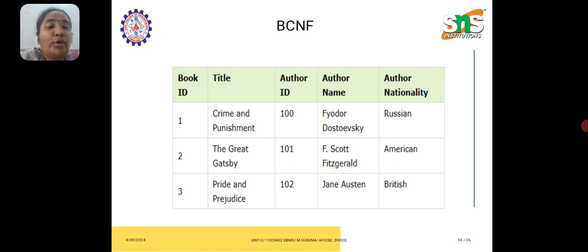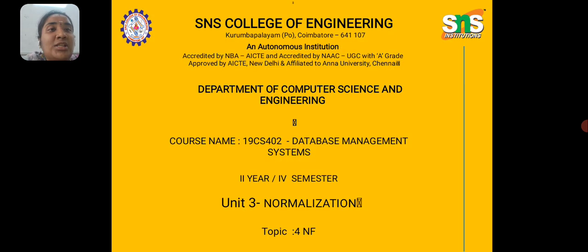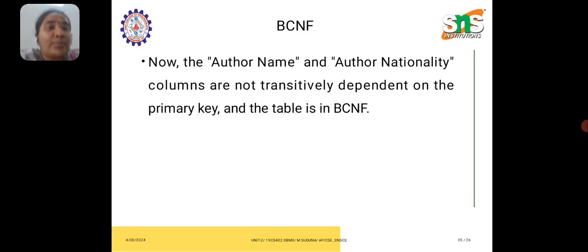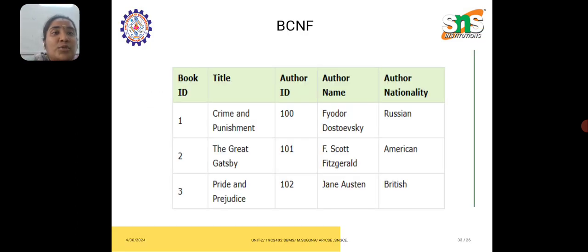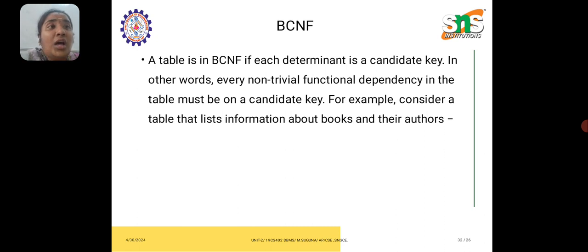So Boyce-Codd normal form is explained with the help of Russian, American, and British authors. Fyodor has written a book, Crime and Punishment. Next, Scott Fitzgerald is of American nationality, and he has written The Great Gatsby, and a British author has written Pride and Prejudice. These are all represented with these author names, and these columns are related with the help of these keys. In other words, each non-trivial functional dependency must be on a candidate key.